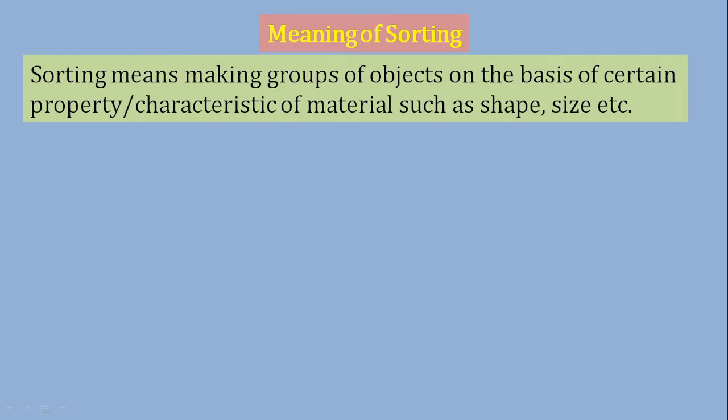Let us discuss first of all the meaning of sorting. Sorting means making groups of objects on the basis of a certain property which is common to two or more objects. This property may be the shape of the object, the size of the object, or any other property.